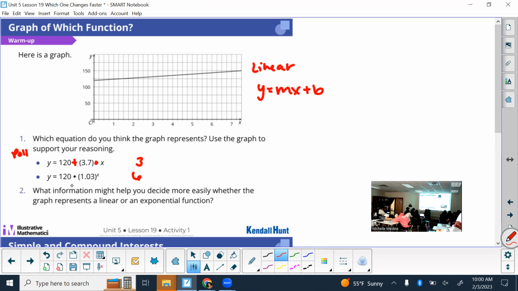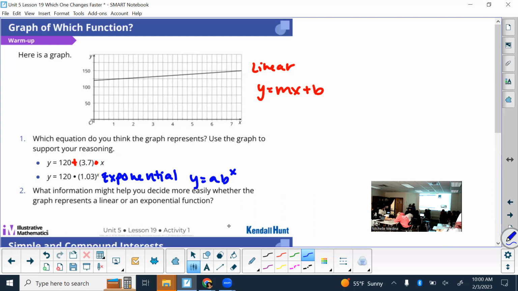What type of equation does the bottom one look most like? The exponential, because that one would be what formula? Close. There's more in there. Good. And that B is the 1 plus or minus R. So good. What information might help you decide more easily whether the graph represents a linear or an exponential function?